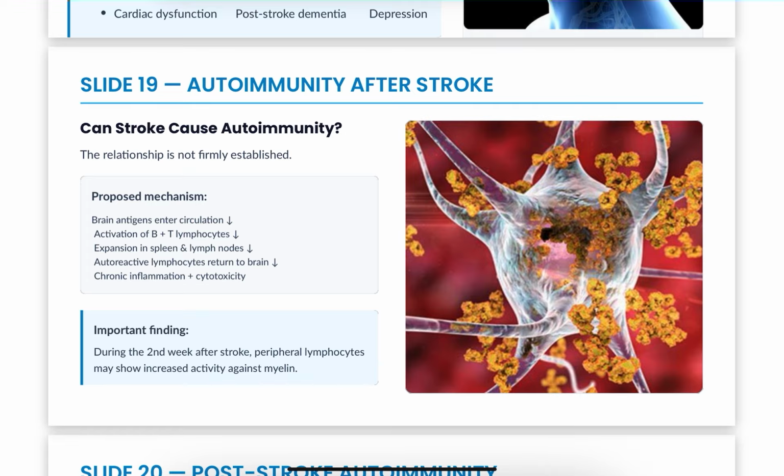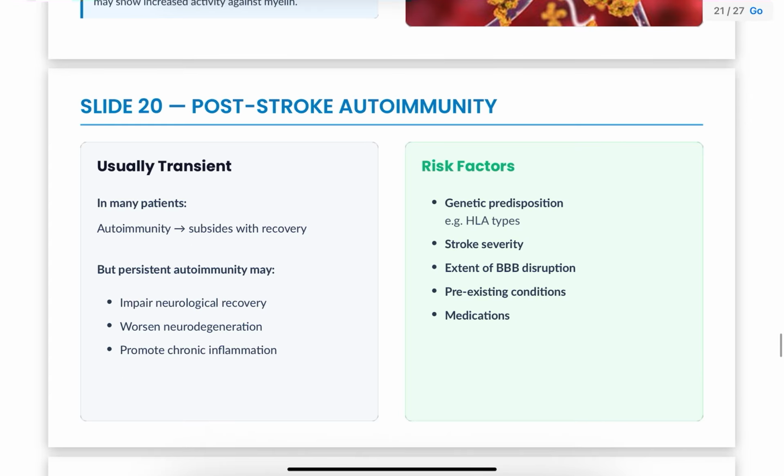So here, during the second week after stroke, peripheral lymphocytes may show increased activity against myelin. I try to simplify the slides as much as possible. You can also take a look at the slide and read it as I am explaining, and I hope it makes sense to you. Now let's talk about the post-stroke autoimmunity. An important point here is the response is often transient.